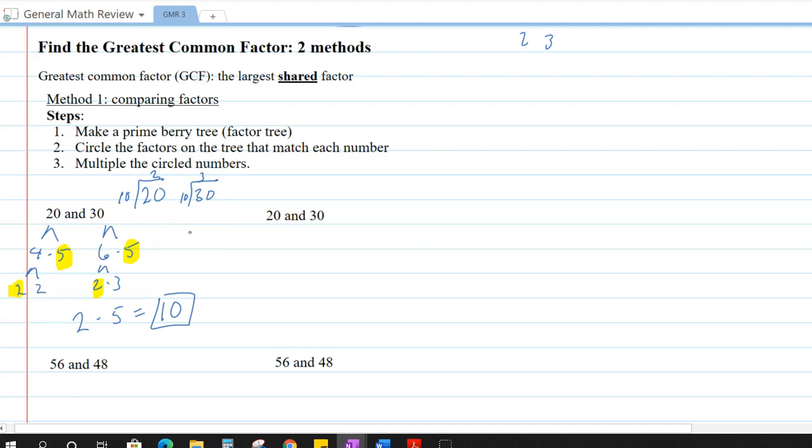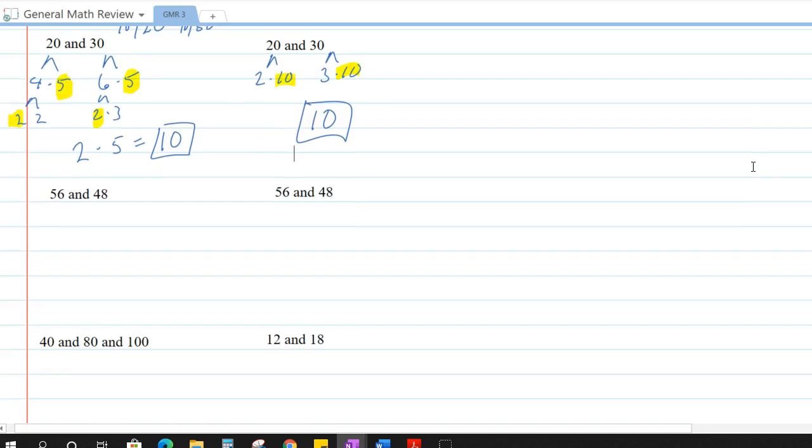Now, a faster way of doing this is if you know your times tables well, you know that 20 breaks up into 2 times 10. 30 breaks up into 3 times 10. I realize these aren't prime numbers, but they are identical factors. So I can see that the 10 matches, the 2 and the 3 don't, and I'm finished. I know that my greatest common factor is 10. It's a shortcut for smaller, easier problems like this.